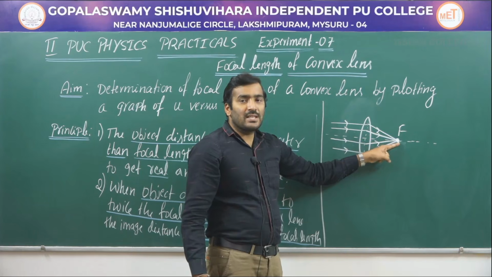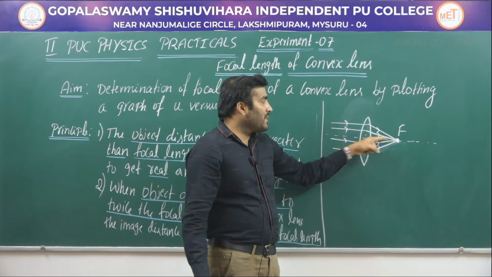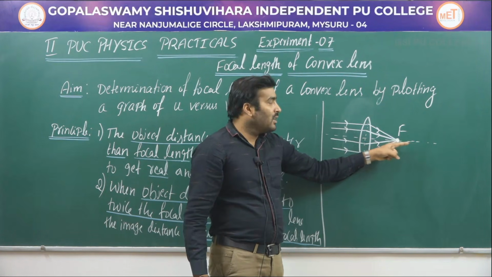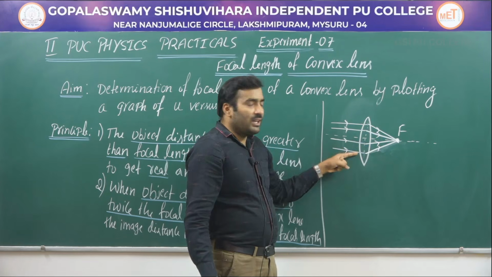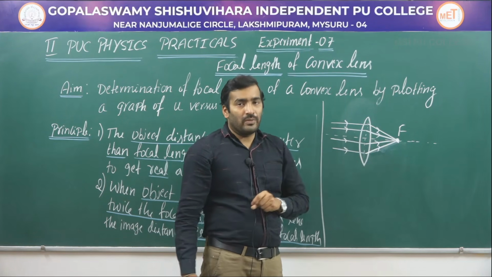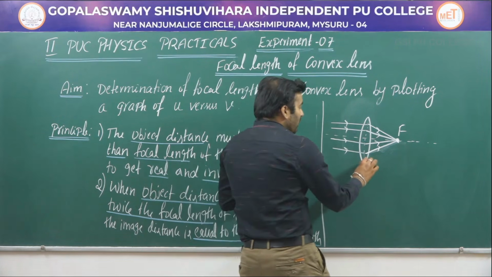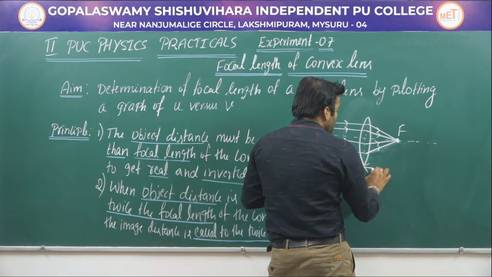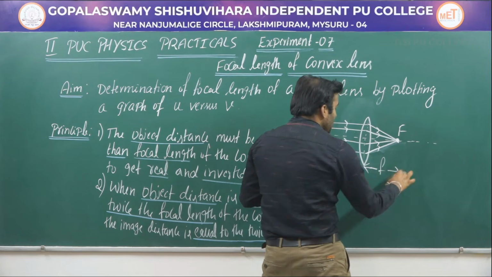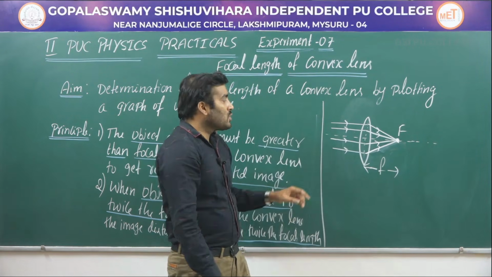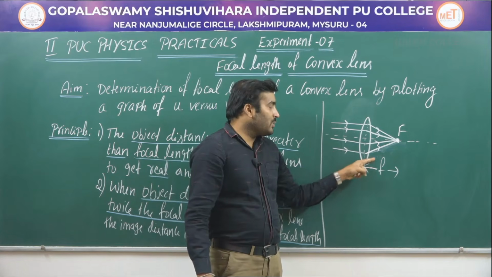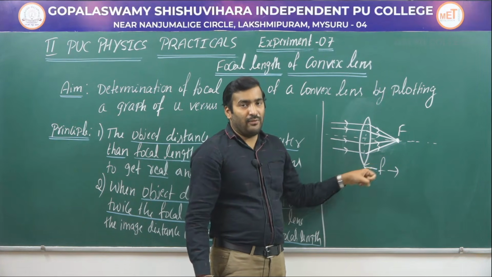A principal focus is a point on the principal axis such that all the rays after refraction converge to that particular point. Therefore, the distance from this lens to the focus is called the focal length f. So, in this experiment, we will be determining this focal length f.